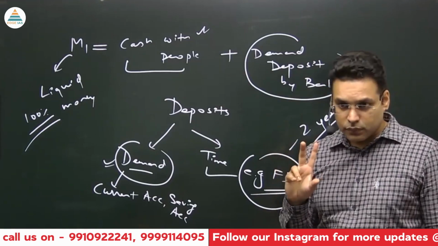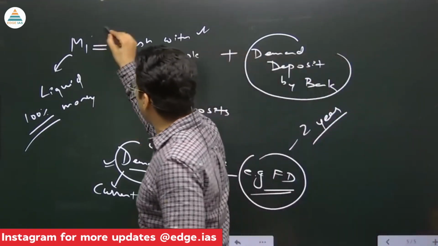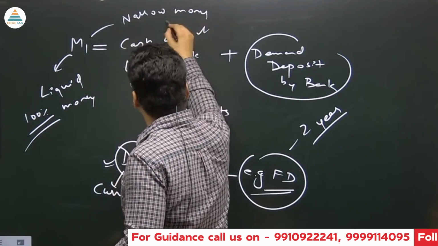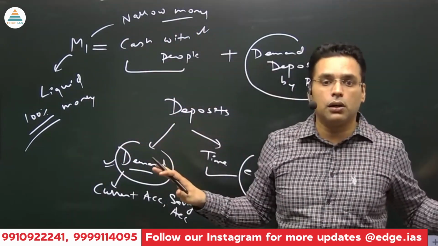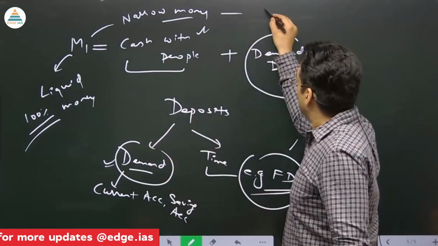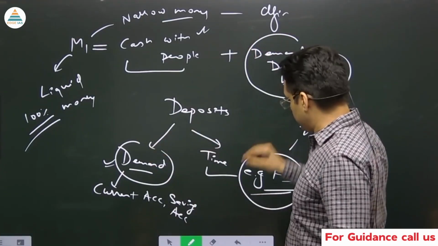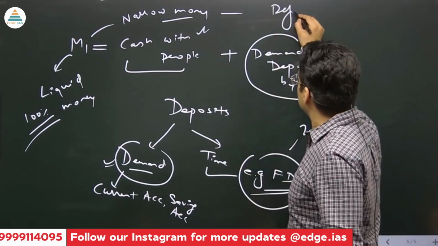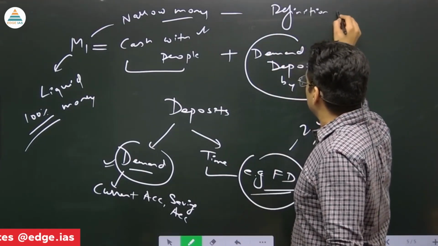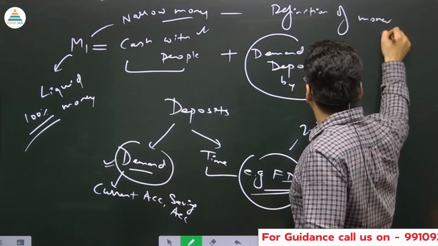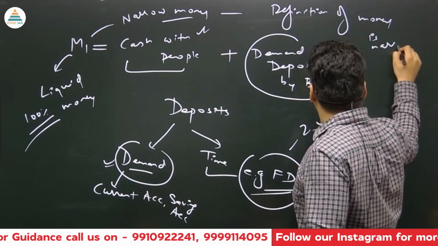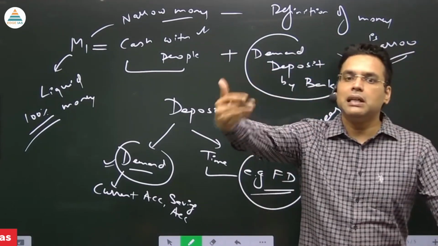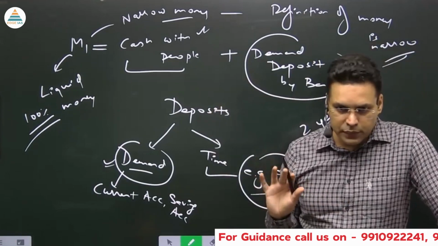Clear? That is where M1 is called narrow money. Now, why is it called narrow money? Because the definition of money is narrow. It does not include all money in the economy. We are not including the entire money in the economy. The definition of money is narrow. But it is highly liquid, almost liquid. It is called liquid money. Liquid means you can use that money immediately. Is this clear?